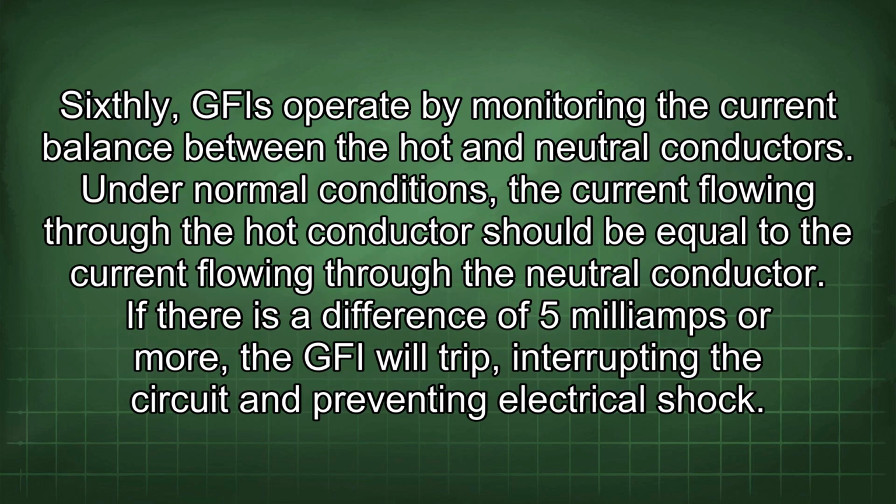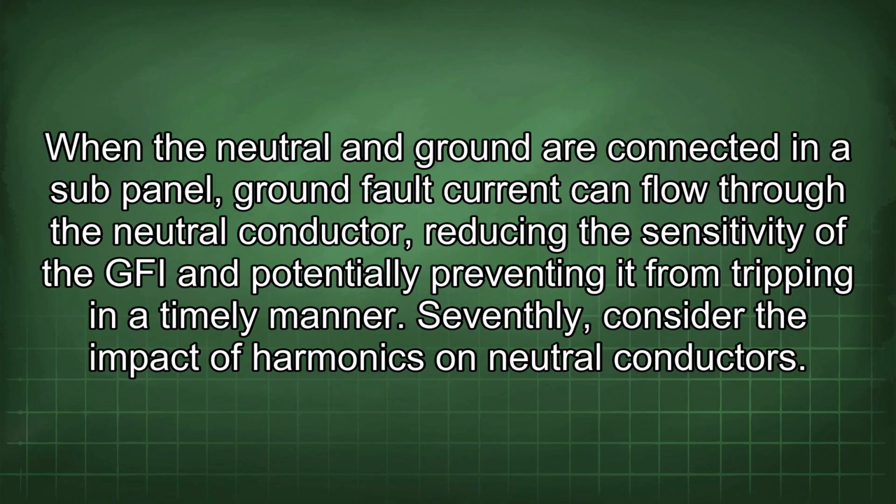Sixthly, GFIs operate by monitoring the current balance between the hot and neutral conductors. Under normal conditions, the current flowing through the hot conductor should be equal to the current flowing through the neutral conductor. If there is a difference of 5 mA or more, the GFI will trip, interrupting the circuit and preventing electrical shock. When the neutral and ground are connected in a subpanel, ground fault current can flow through the neutral conductor, reducing the sensitivity of the GFI and potentially preventing it from tripping in a timely manner.